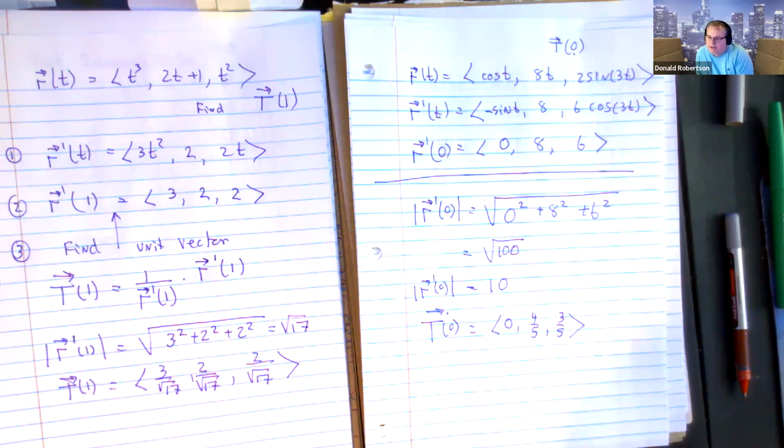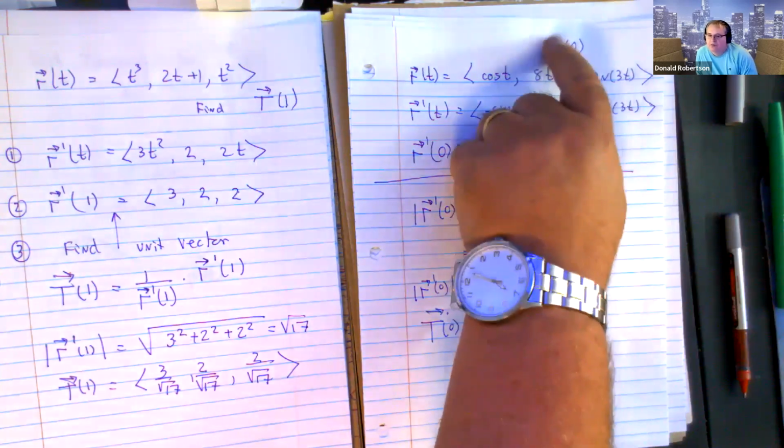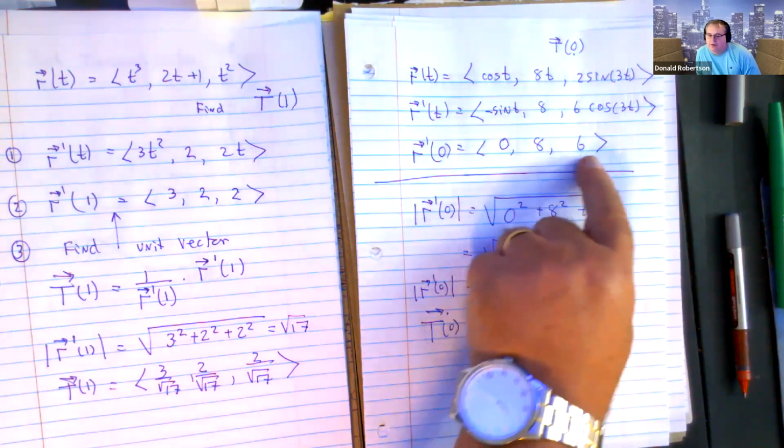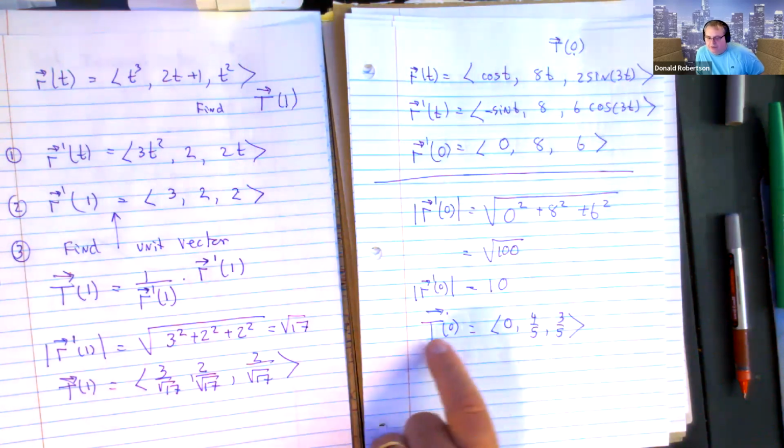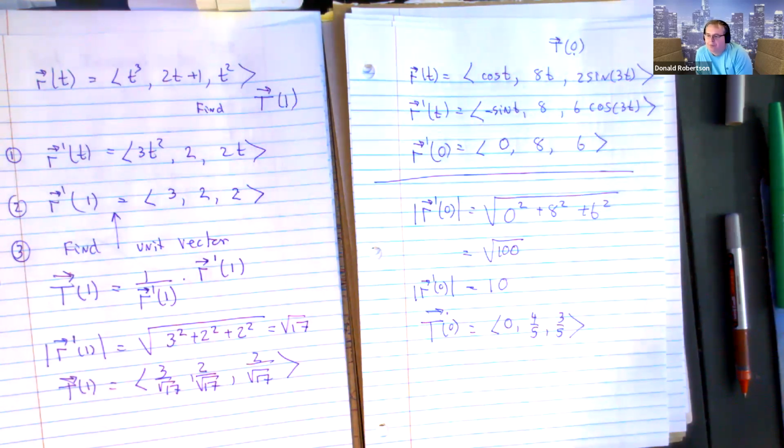How are we doing? Are they a little bit easier than some other things? Find the derivative, evaluate it at this number. This vector is then converted into a unit vector, and that's your unit tangent. That's the answer.